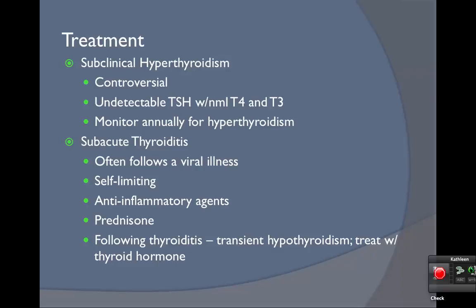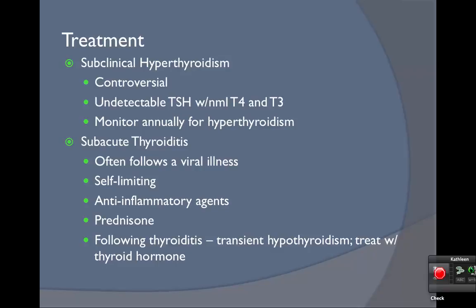So subclinical hyperthyroidism is very controversial. What happens is you get an undetectable TSH, which is the low TSH with normal T4 and T3. You want to monitor annually for hyperthyroidism.